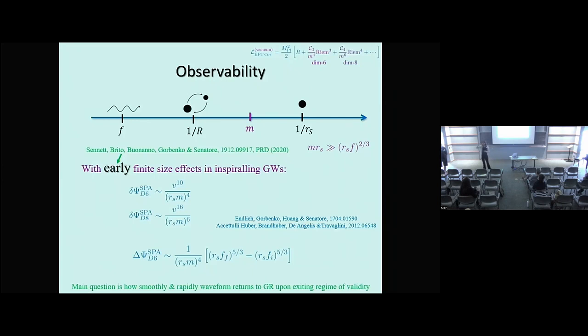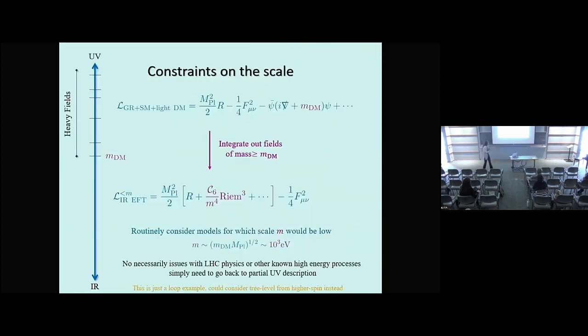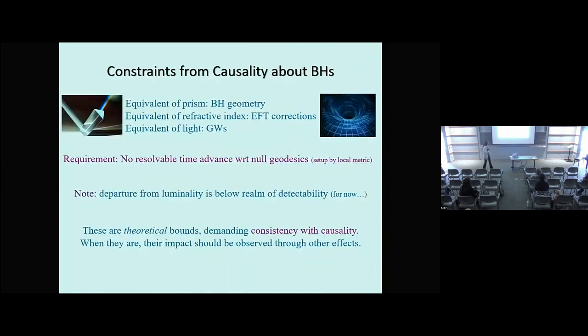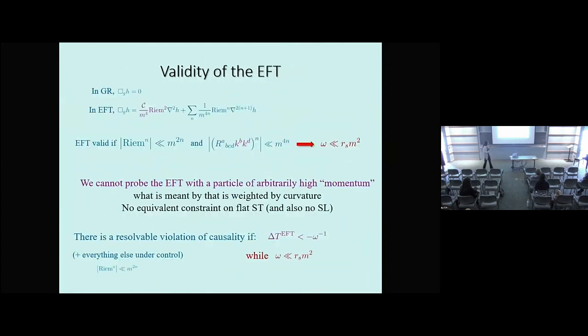If you're dealing with loops of fermions or any spin half particle, you are going to have a Planck scale suppressed effect. So the effect you would see is Planck scale suppressed, and you won't see any time advance. So this statement is really if you're considering some tree level completion.